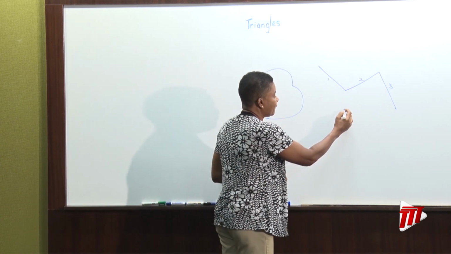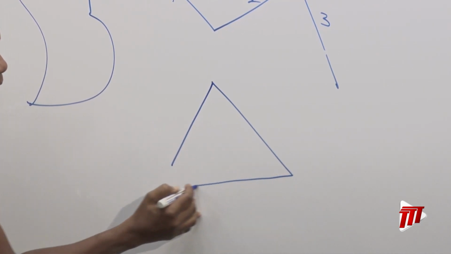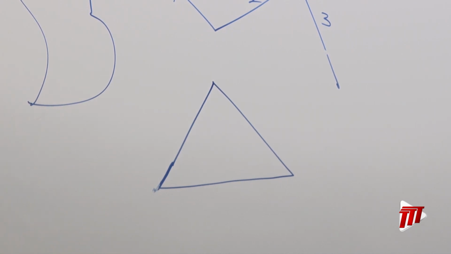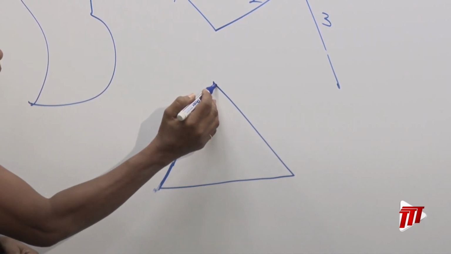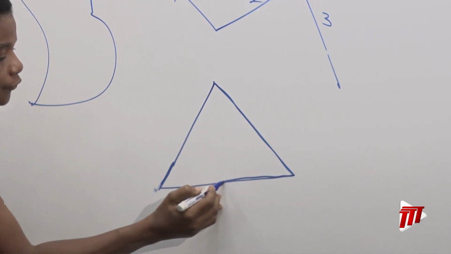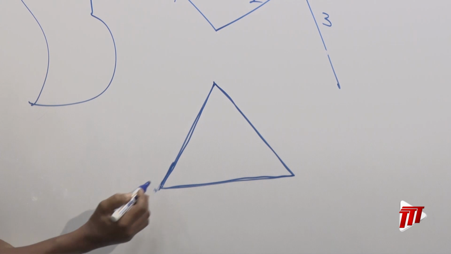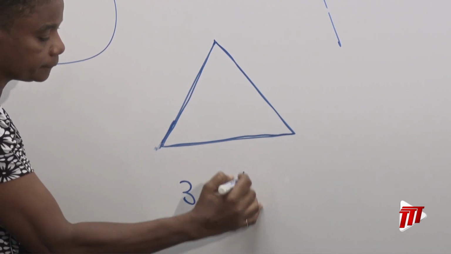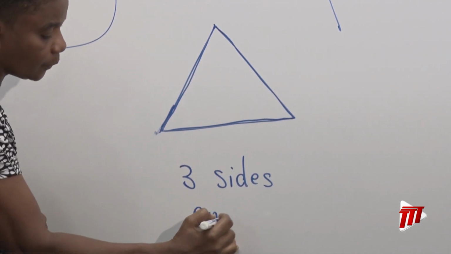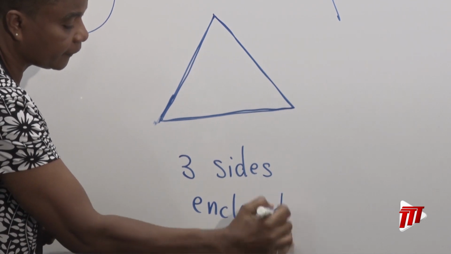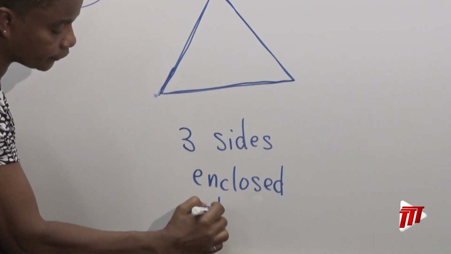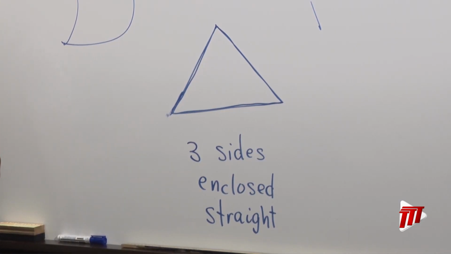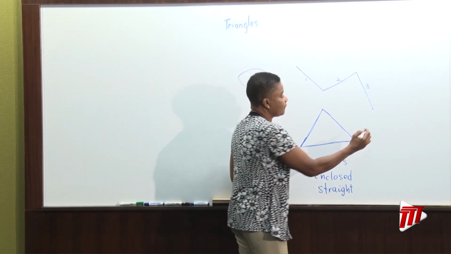So let's close up our sides. Is this a triangle? Let's see. We have one side, two sides, three sides. Is it enclosed? Yes. So we know there are three sides. They are enclosed. And the sides must be straight. So if I were to ask you to draw me another type of triangle, some of you may do this.